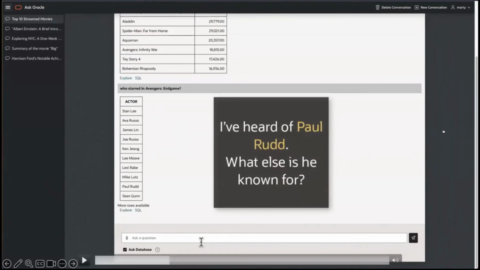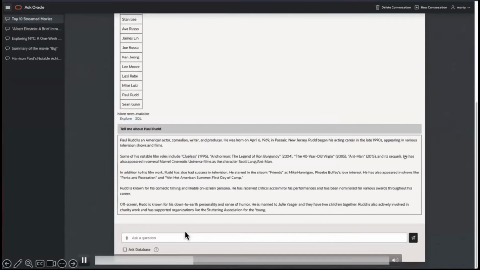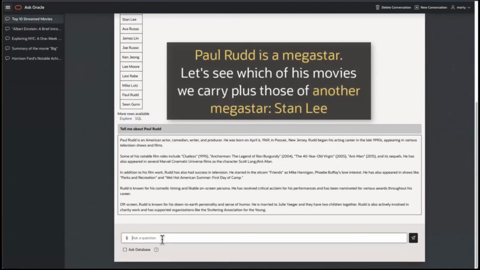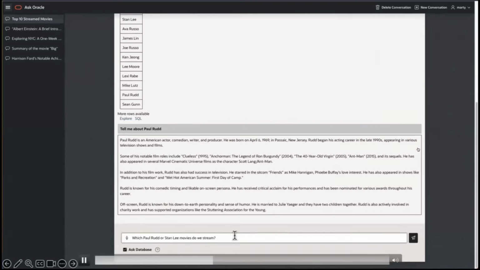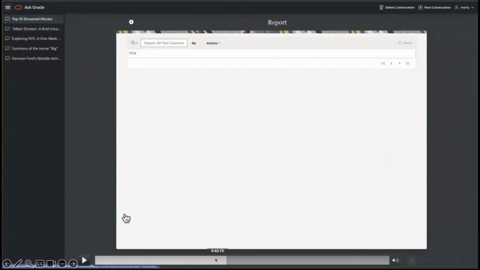And you might think, oh, I heard of Paul Rudd. What else is he known for? So you can send a question here, and all the context is kept. Tell me about Paul Rudd. And here you're basically getting text explaining who he is, etc. Okay, and now I want to see, tell me movies where we have Paul Rudd or, for example, Stan Lee. And this is another question that you're sending, also being translated into SQL and getting a result. So these are all being fetched from the movie stream database, okay?